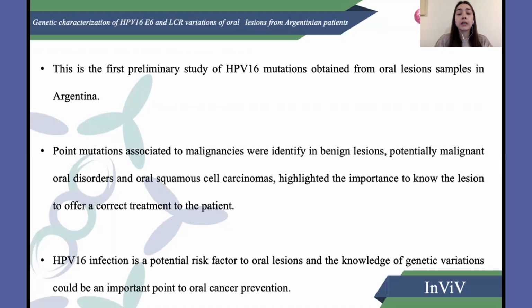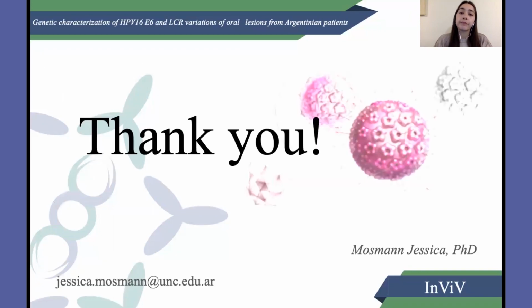HPV16 infection is a potential risk factor for oral lesions, and we think the knowledge of genetic variations could be an important point for oral cancer prevention.